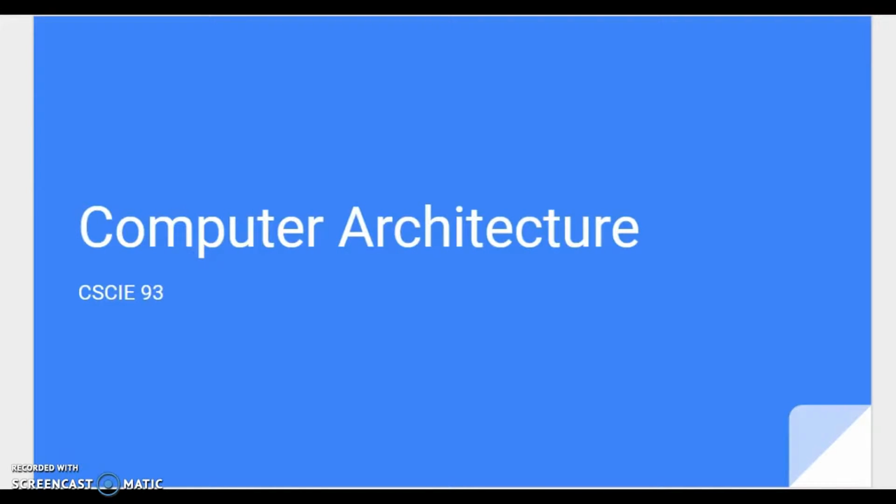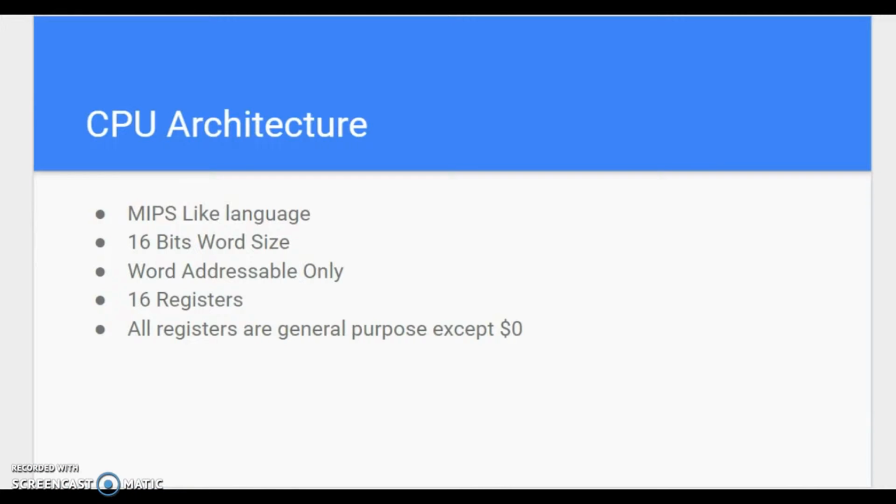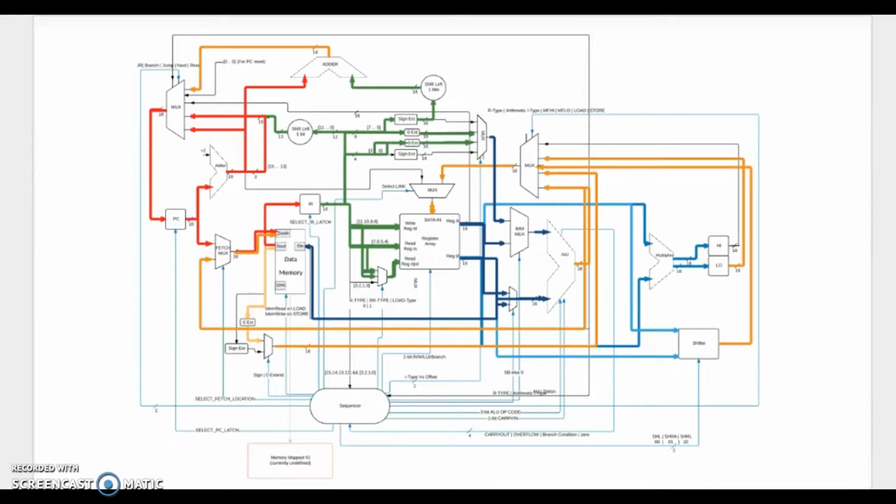Hi, this is my final project presentation for CSCI E93. My CPU architecture is based on a MIPS-like language. It has a 16-bit word size. It's word addressable. It has 16 registers. All the registers are general purpose except for register 0, which reads 0 and cannot be written to.